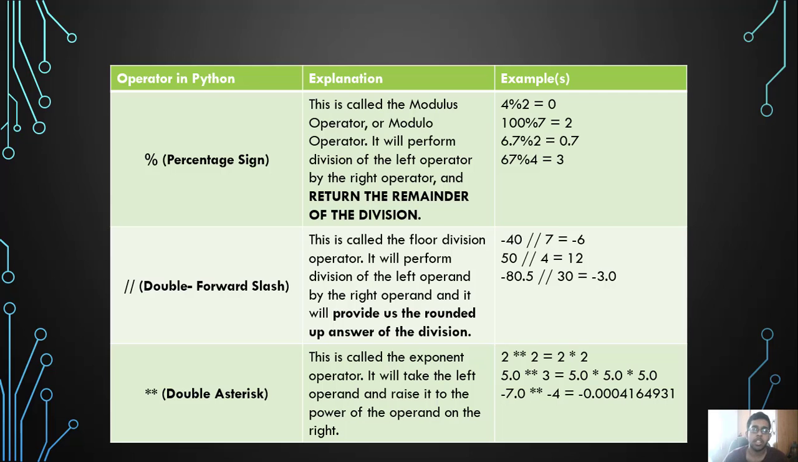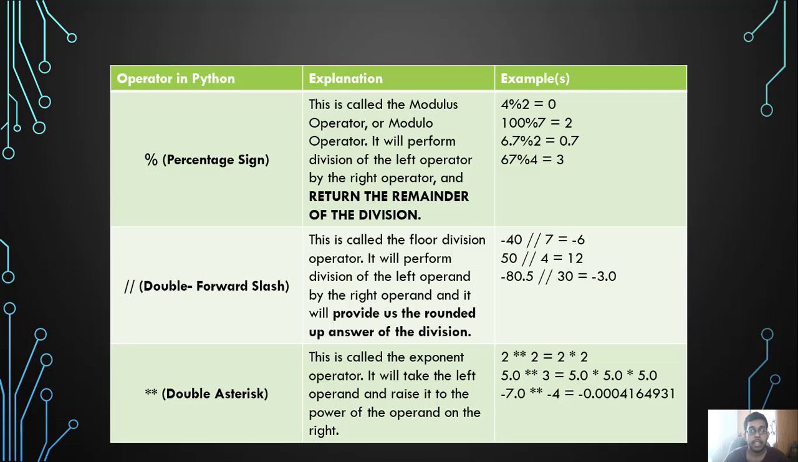Double slash. This is called the floor division operator. It will perform division of the left operand by the right operand and it will provide us the rounded down answer of the division. Negative 40 floor divide 7 is equal to negative 6. 50 floor divide 4 is equal to 12. Negative 80.5 floor divide 30 is equal to negative 3.0.